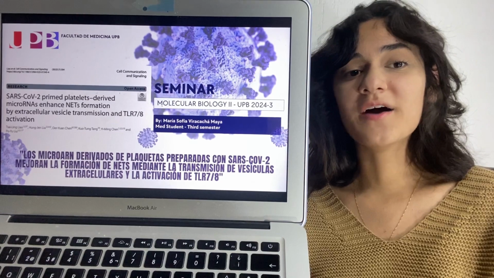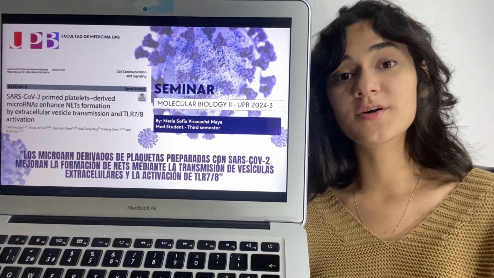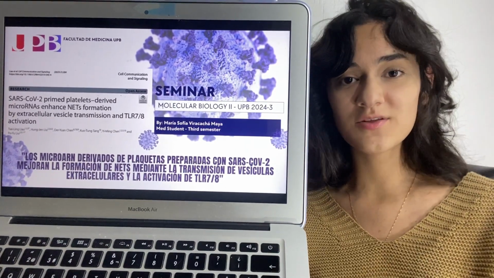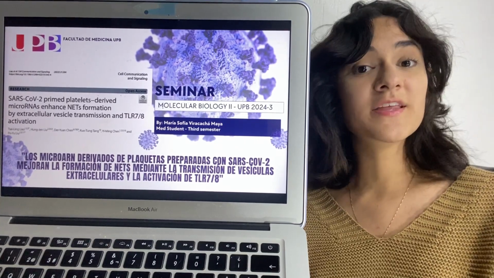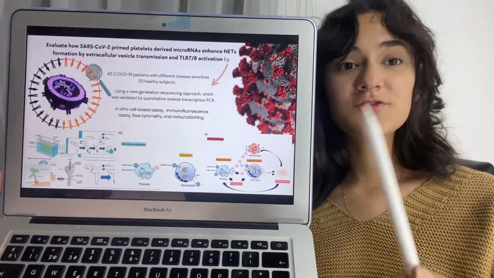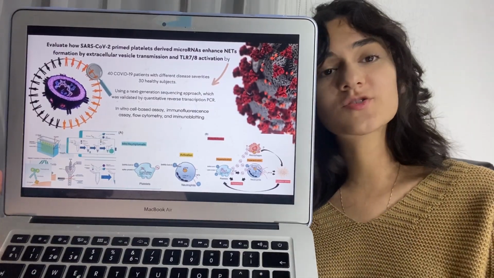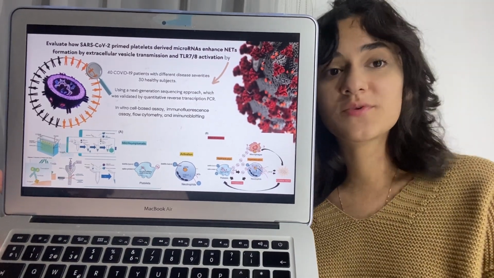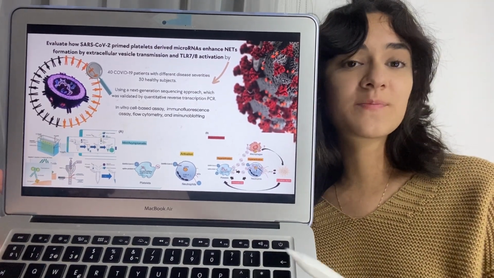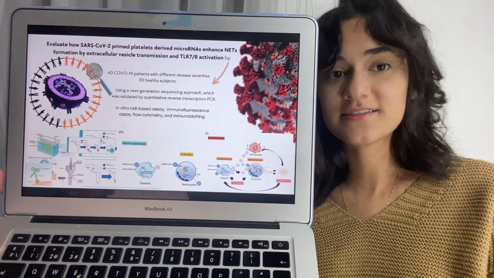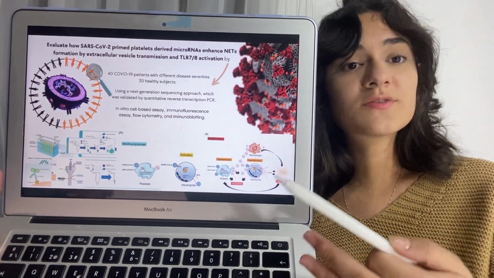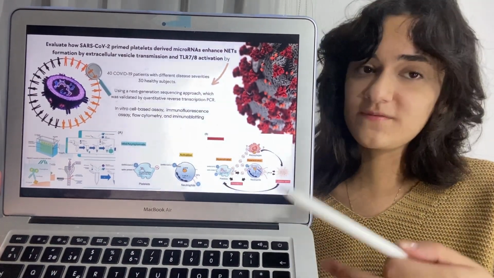Today's topic is going to be how SARS-CoV-2 platelets-derived microRNAs enhance NETs formation by extracellular vesicle transmission and TLR7/8 activation. Now, talking about their objective, it was to evaluate how SARS-CoV-2 platelets-derived microRNAs would enhance NETs formation by extracellular vesicle transmission and TLR7/8 activation. How did they do this? By exploring the roles of EVs in NETs formation from different types of patients.